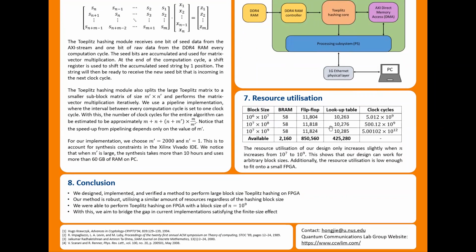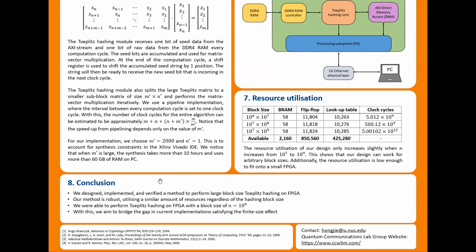Over here, we have tabulated the FPGA's resource utilization for varying block sizes. The number of available resources for each column is included in the final row. The resource utilization of our design only increases slightly, even though n increases by 2 orders of magnitude. This shows that our implementation is input size adaptive. Also, we note that the resource utilization is low enough to fit on a small FPGA.